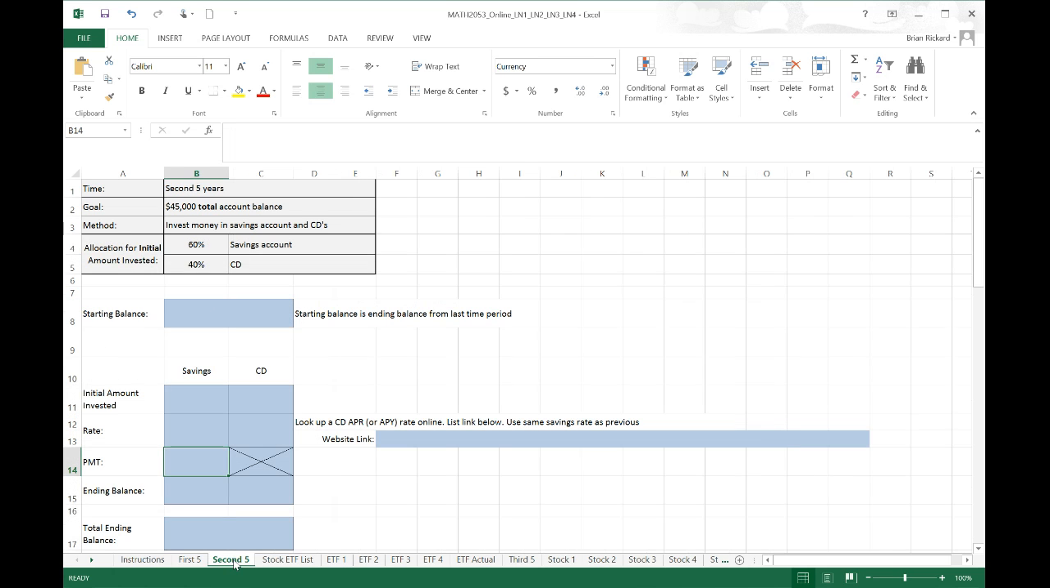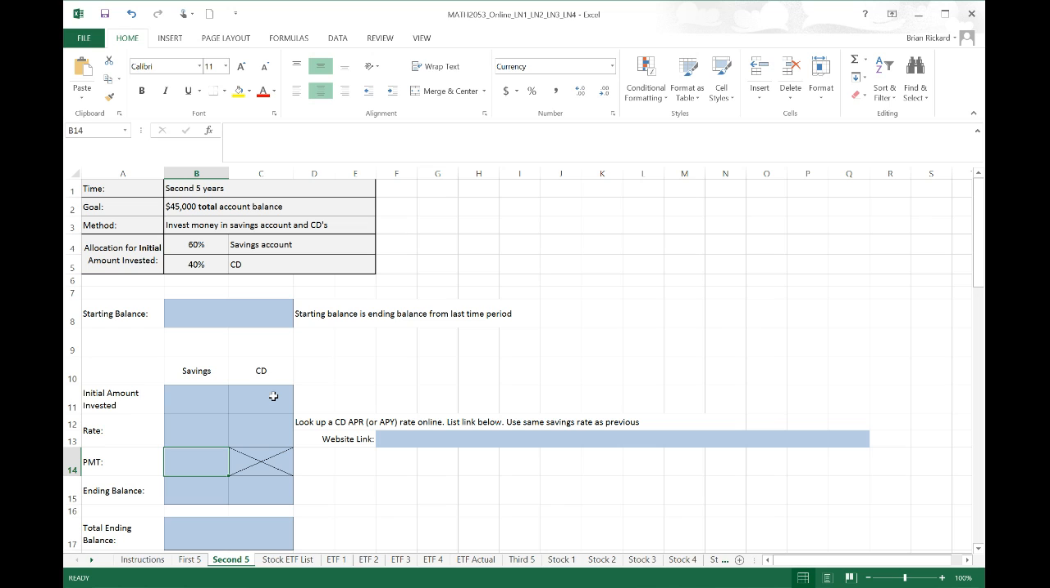Move on to the second 5-year period. Your starting balance here should be what you ended with in the last period. You're going to take that amount of money and split it up into savings and CD. So you're going to take your total ending balance from the last period, put 60% of that money in the savings account, and 40% into a CD. CD stands for Certificate of Deposit. It's a type of account where you put money in the bank and you leave it sit for some specified time period.